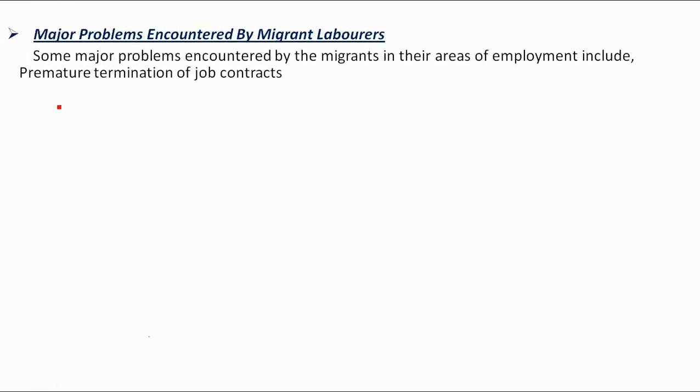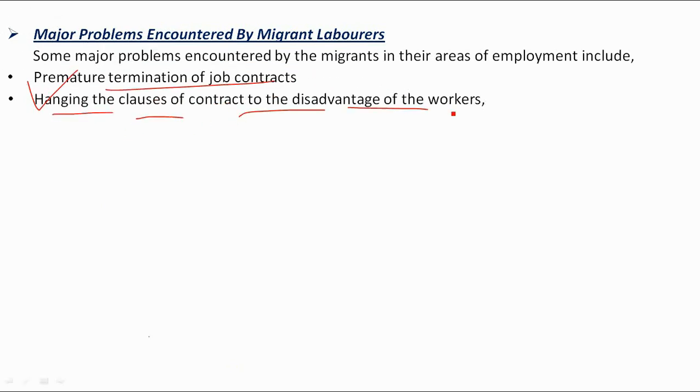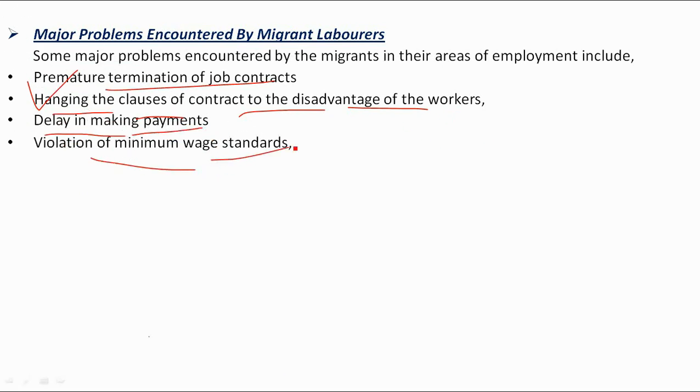So now we see the major problems encountered by migrant laborers. The first ones are premature termination of job contracts, then changing the clauses of the contract to the disadvantage of the workers, delay in making payments, violations of minimum wage standards, and forced overtime work without returns. In the case of most interstate unskilled and semi-skilled migrant laborers, they run a high risk of exploitation, for they are exposed to large uncertainties and lack access to information and knowledge, thus making it very difficult for them to switch jobs in case of dissatisfaction with their current employers.